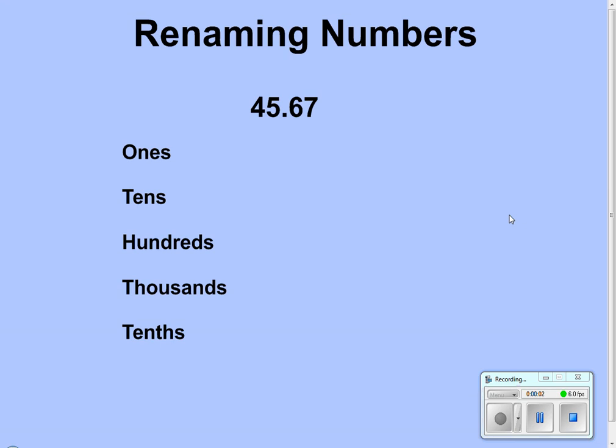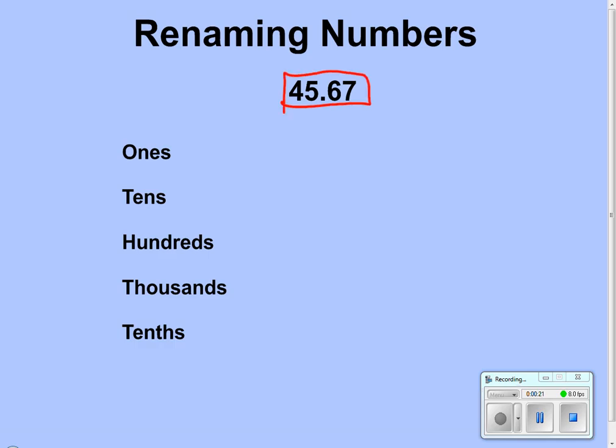Hey, this video is on renaming numbers, which is basically an exercise that we're doing just to help us really understand how numbers work, to help us understand decimals. I'm going to cut past the whole lesson that we did and really just cut straight to what we have to do with this. This number is 45 and 67 hundredths.